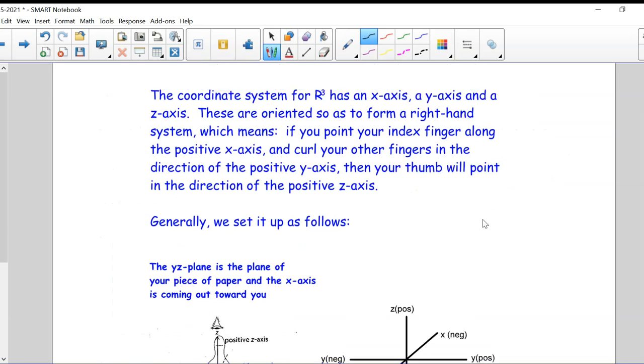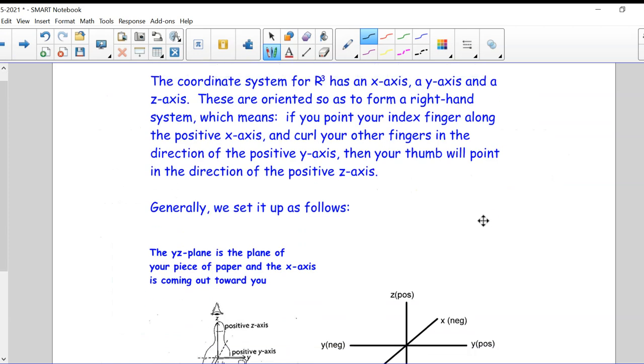So now we're going to get to this so-called right-handed system. Two space is easy. Two space we did yesterday, and you've been doing it for a while. Three space is the one that takes you a little bit more time to wrap your head around.